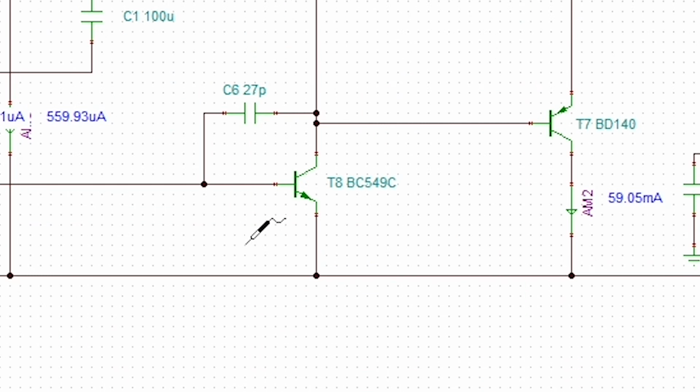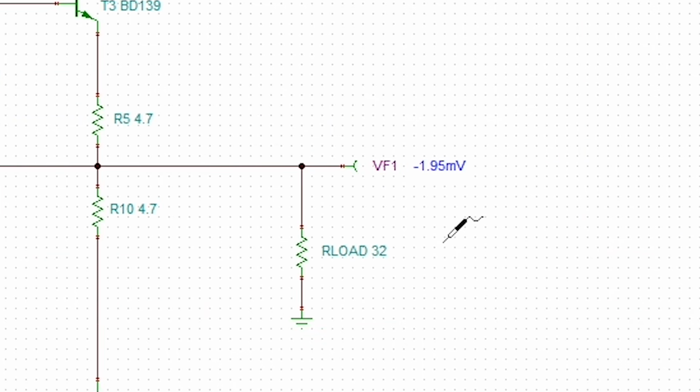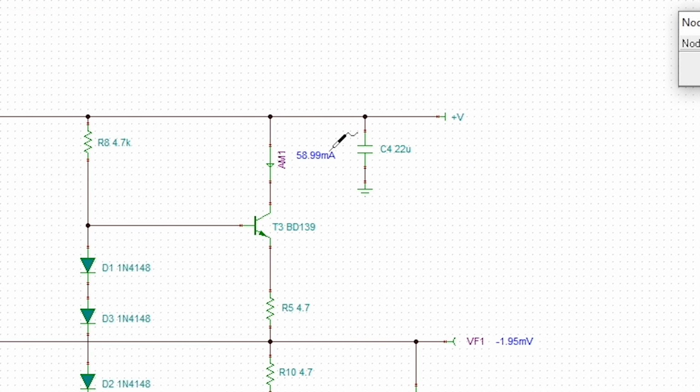Miller compensation for the VAS transistor here, which is a BC549, is only 27 picofarad, but it works fine with that value. It doesn't need to be 100 picofarad, it can be a lower value, it can even be a higher value. It depends on stability issues with the circuit, which is all this capacitor is doing, making sure that this transistor doesn't go into oscillation. As we can see at the output node here, we've got minus 1.95 millivolts of DC offset, which is excellent. And according to Tina here, we've got roughly 58 mA running through the output stage.